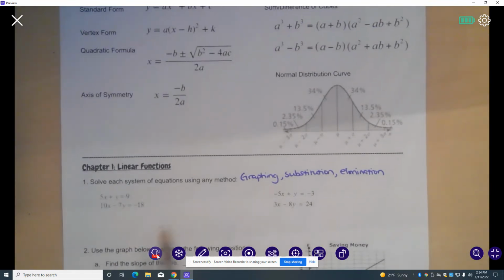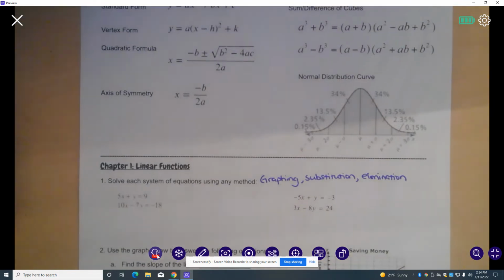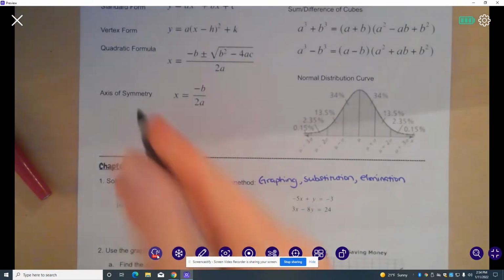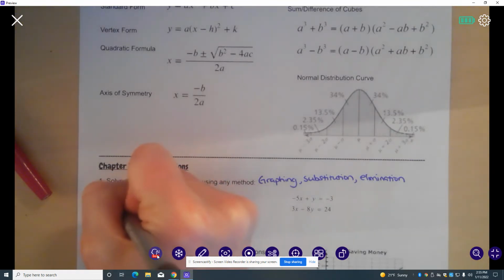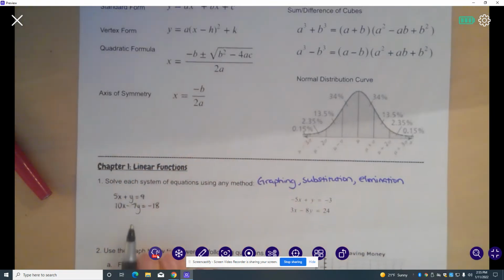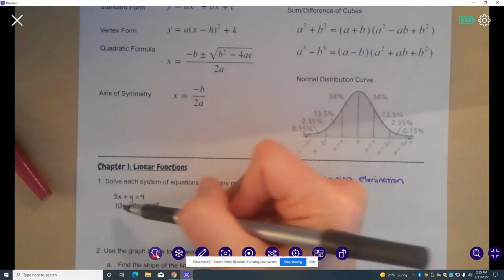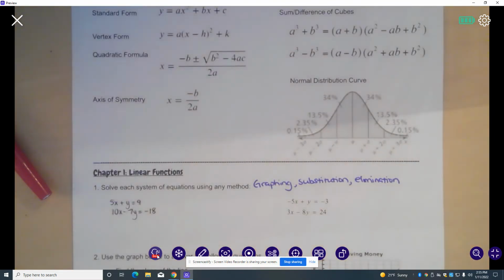Now, when I look at both of my systems here, I notice that in both systems, the x terms line up, the y terms line up, and the constants line up. That's a little clue to me that this is probably going to be a method where I use elimination.